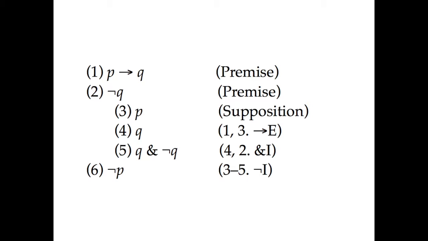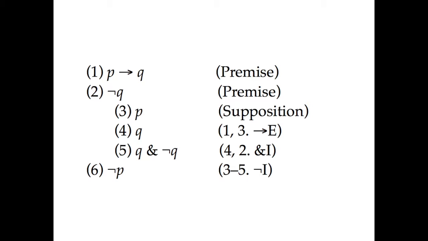Now look at line 4. Line 4 just says Q. That comes from line 1 and line 3 using our arrow elimination rule. And now look at line 5. Line 5 says Q and not Q. That comes from line 4 and line 2. 4 says Q, 2 says not Q. So using our and introduction rule, we get a contradiction, Q and not Q.